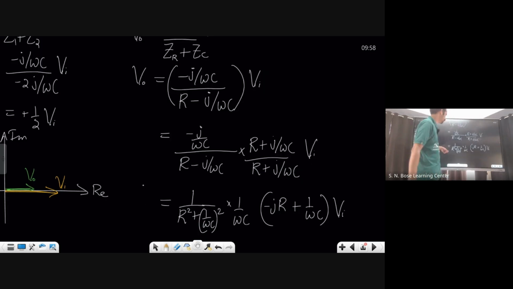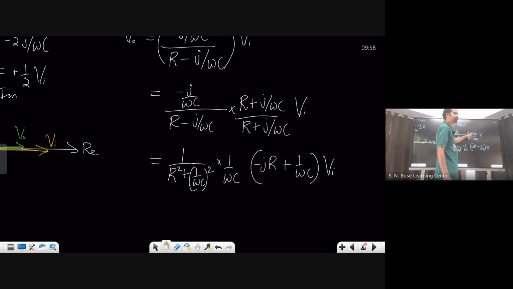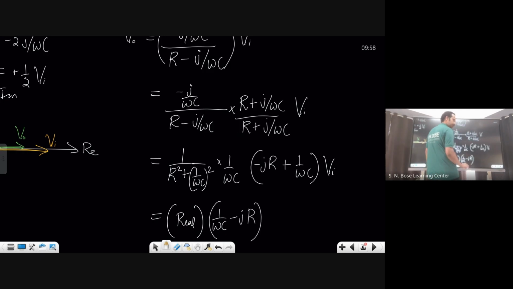Can you see this one? Minus j plus j, so this is real, some real quantity. And this is my complex quantity: 1 by omega C minus jR, into Vi. If you take Vi real, this is already real. Where is this one? That does matter. I think that went to the fourth quadrant. The imaginary part is negative, so it went to the fourth quadrant. But they are not in phase. I'm sure they are not in phase.